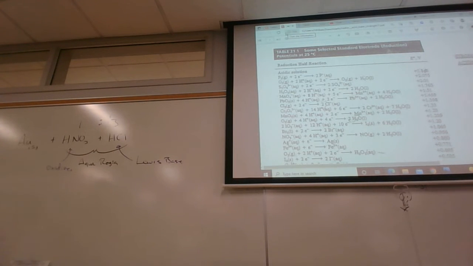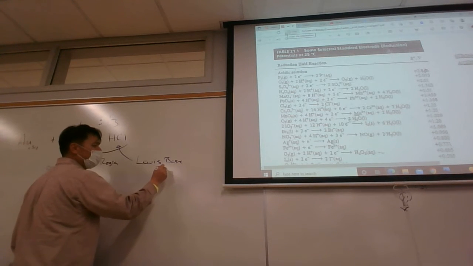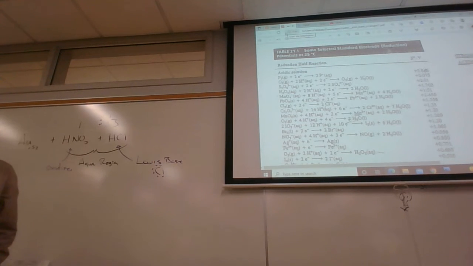And so what is the Lewis base part of hydrochloric acid? It turns out that chloride is a terrible, terrible Bronsted base, but an okay, not great, but okay Lewis base. And that's what's going to help this reaction get over the hump. And so let's look at this reaction in more detail.